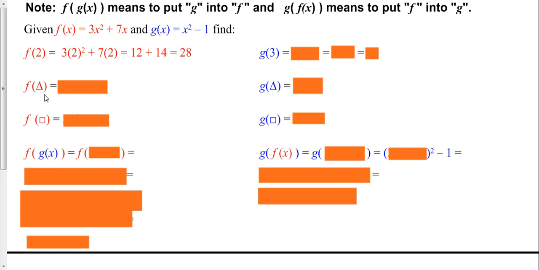F of triangle means you go to your function f and replace all your inputs with triangle. F of box means you go to your red function here of f and replace all your x's with box.